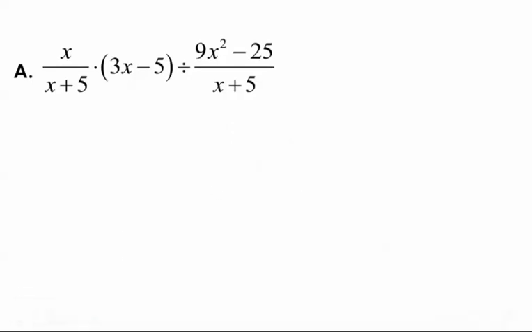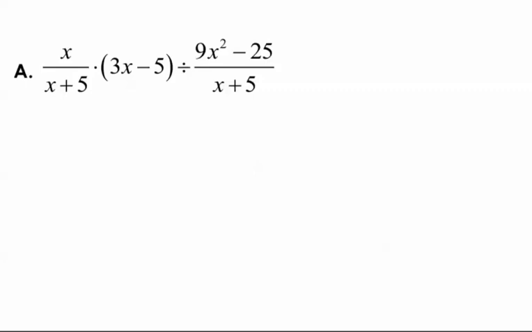Okay, so when you have multiple operations together, you want to just remember your order of operations, and order of operations tells us that we have to do multiplication and division from left to right. So really what I need to do is keep in mind that I'm going to change this division here into multiplication, and then I can squish it all together. So I'm going to focus on factoring first.